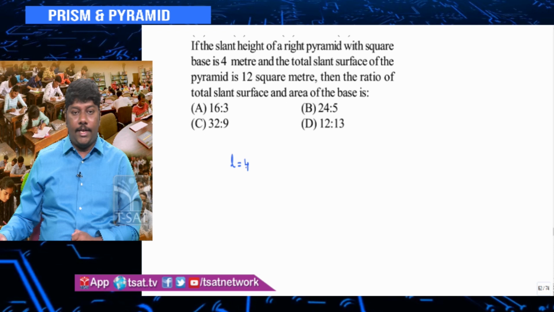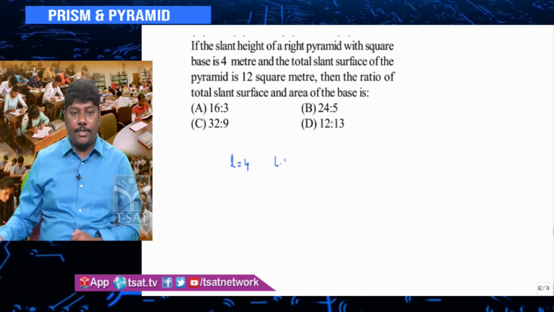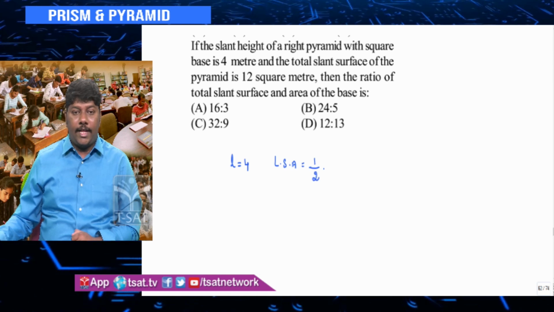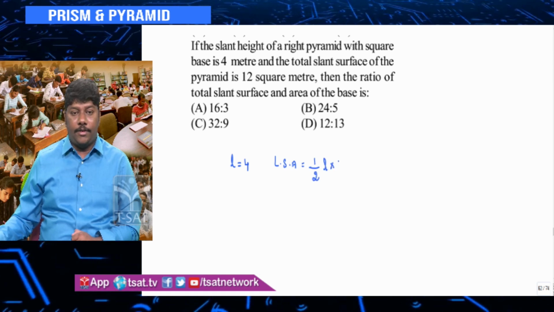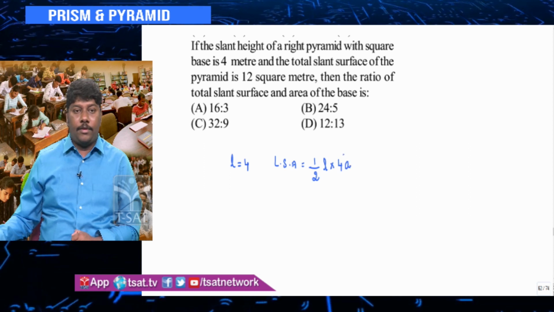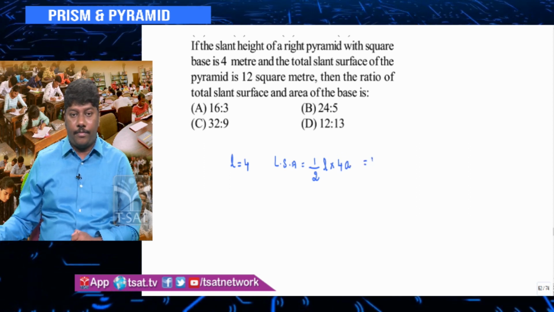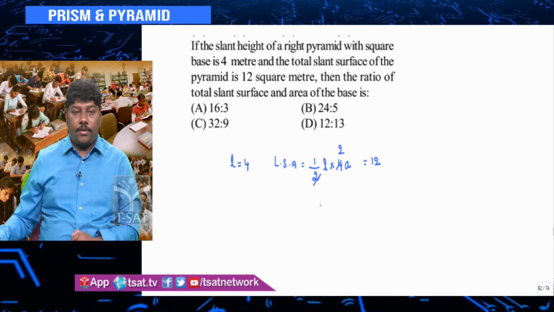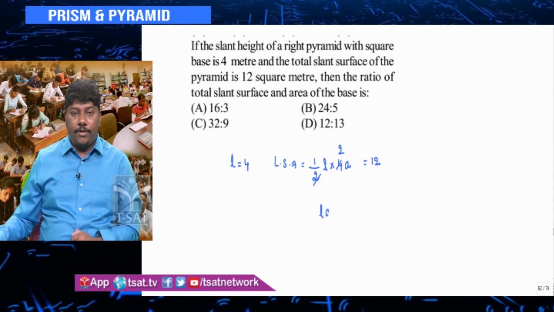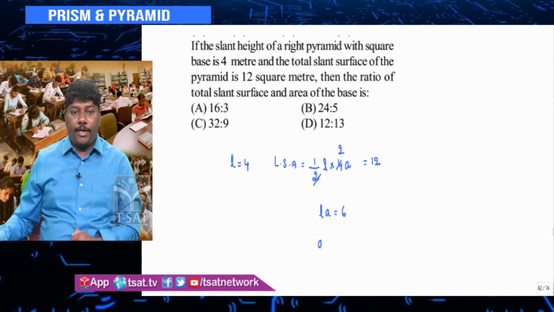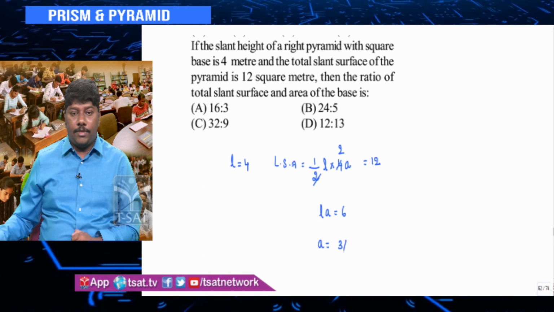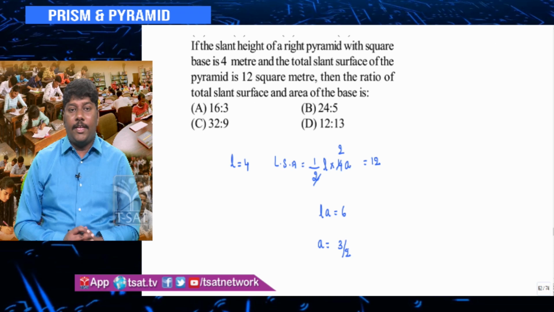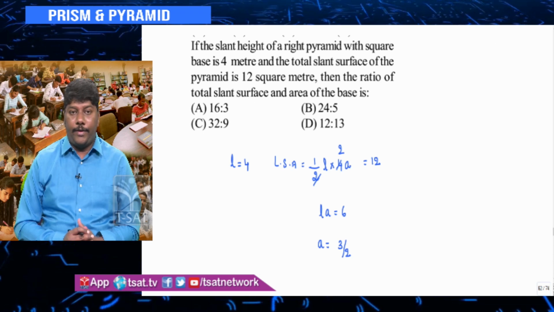Total slant surface area. Slant surface means lateral surface area, which is half into slant height into base perimeter. So, with the perimeter as 4a, half into 4 into 4a is equal to 12. Cancel, 1s are 2s are. So, a is equal to 6. I can find out a also, which is 6 by 4, which is 3 by 2. See what he is asking you there: the ratio of the total slant surface.